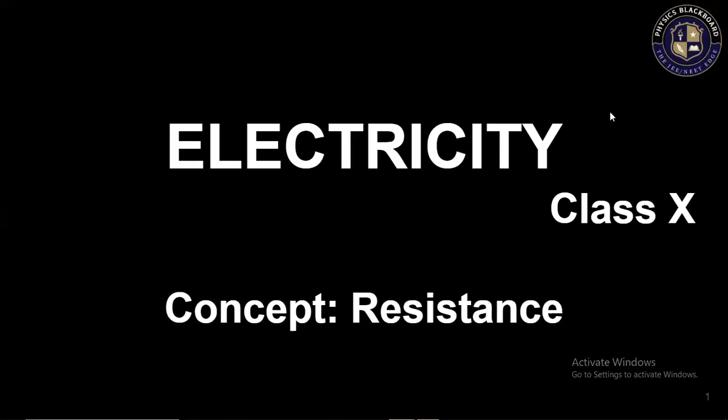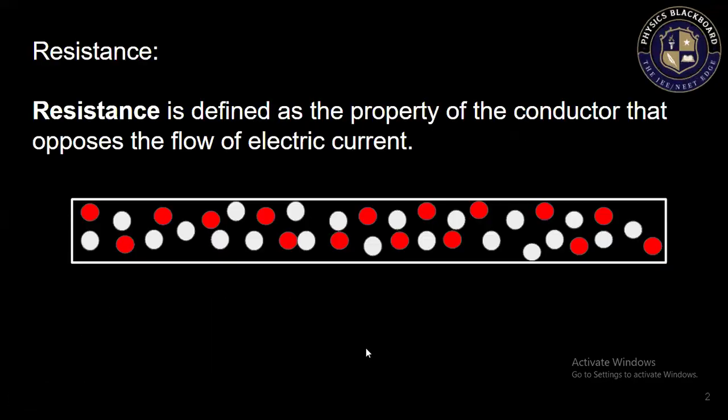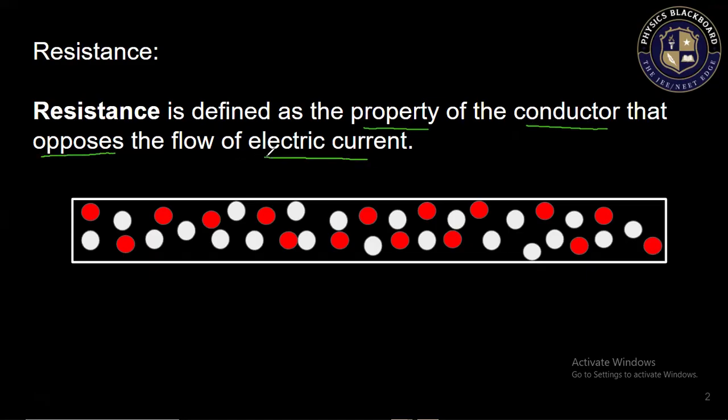In this video, we will learn the concept of resistance from the chapter Electricity, Class 10. So here, when it comes to resistance, resistance is an electrical property of the conductor that opposes the flow of electric current. You all know that the free electrons, let's say this red circle, are considered as free electrons. These free electrons will flow through the conductor, right?